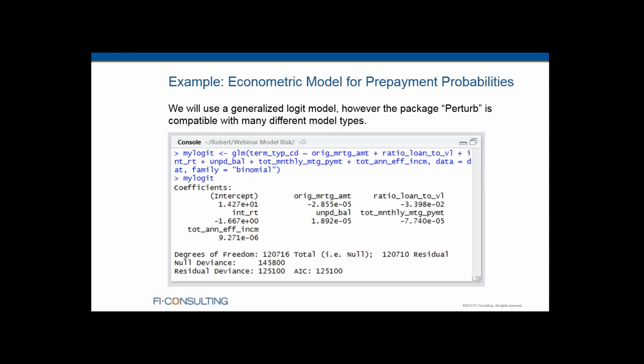We're going to use a generalized logistic model. However, the package perturb is compatible with many different model types. So the first thing we need to do is specify our output variable, and we use the GLM function in R for a generalized linear model. And then we are going to specify that it's a binomial model corresponding to the binary distribution of our output variable. Now, after we estimate our logit model, here are the coefficients and the intercept. Later, we're going to compare these coefficients to our coefficients generated from the perturbed model.